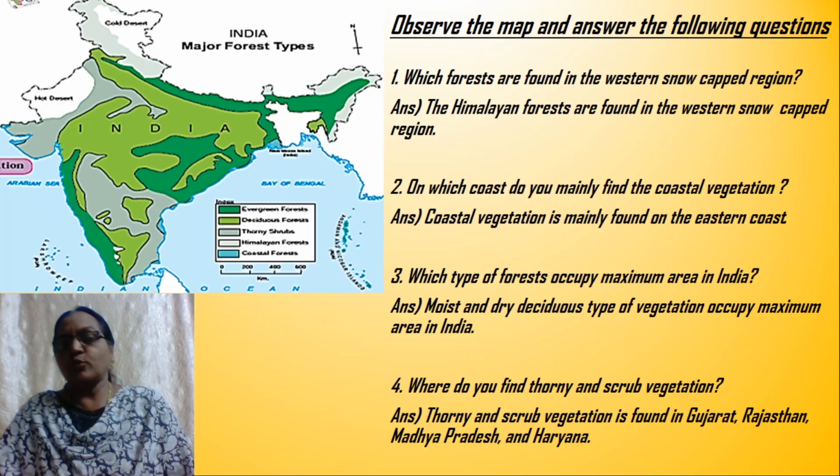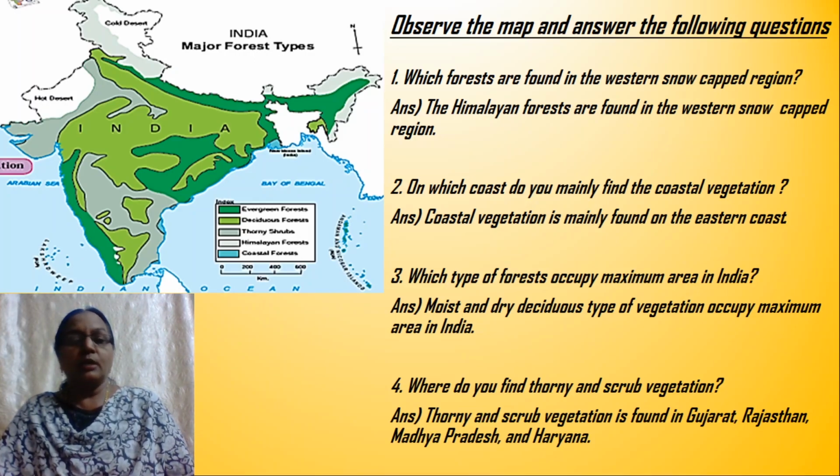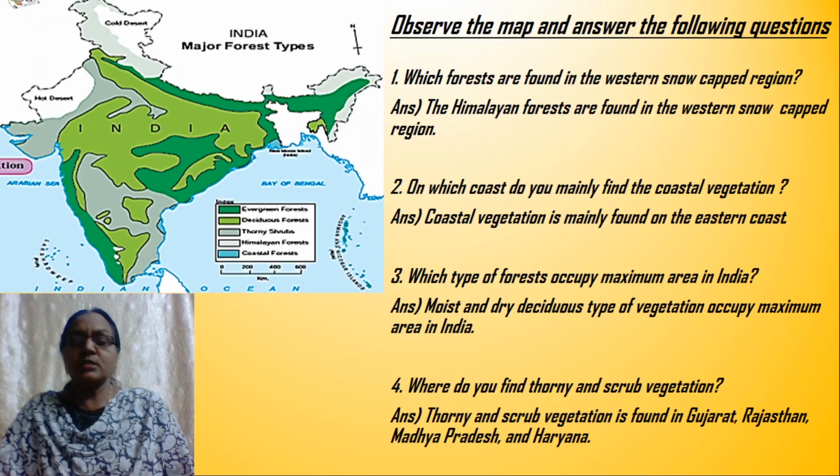Now let's come to a question. Observe the map and answer the following. Which forests are found in the western snow-capped region? In the western snow-capped region, of course, we have the Himalayan forests. So the Himalayan forests are found in the western snow-capped region. Second one, on which coast do you mainly find coastal vegetation? As I told you, we have it both along the eastern and western coast, but we have it more along the deltaic region of the Krishna, the Mahanadi, and also the Ganga. So where is it mainly found? It is usually found along the eastern coast of India.